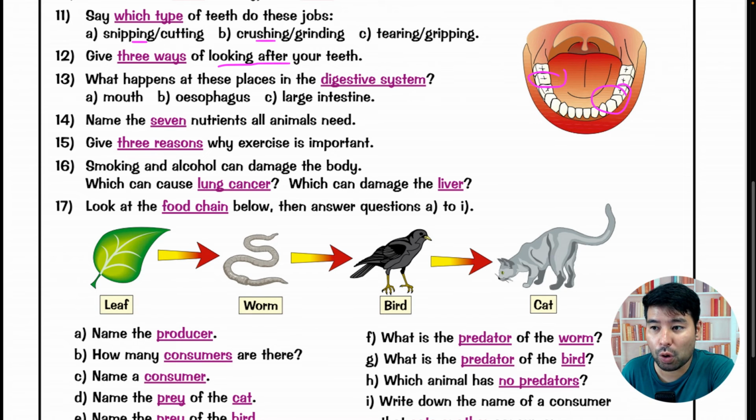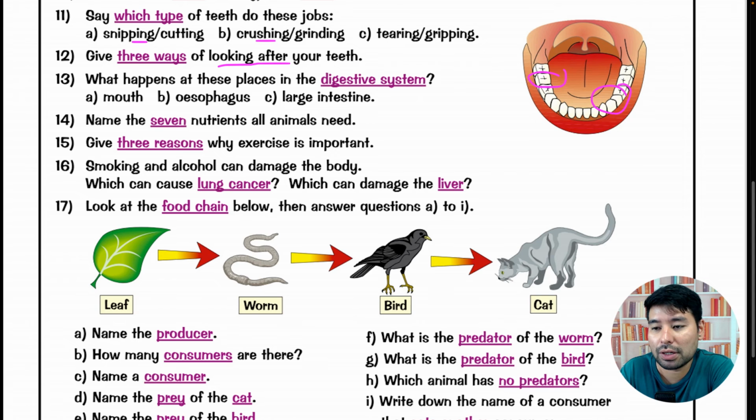Mouth, esophagus, no, esophagus actually we say, right? Esophagus, I remember that. And large intestine, okay? So what happens? O que acontece in these places in the digestive system, okay? Again, mouth, esophagus, and large intestine. So tell me, what happens there? O que acontece lá? Explica.